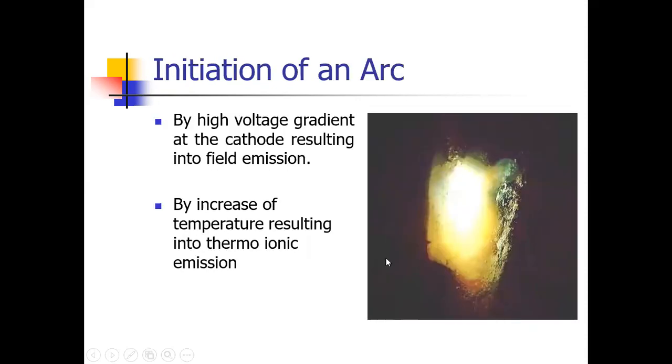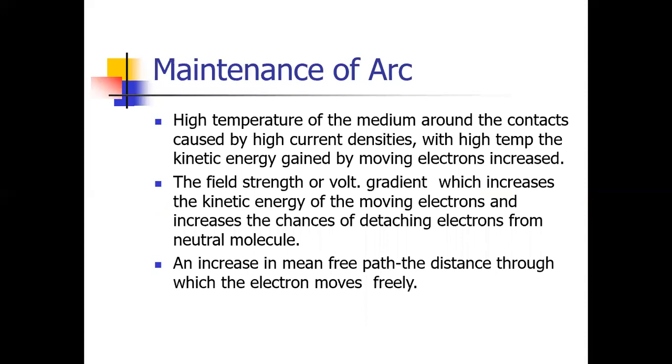The initiation of an arc is by a high voltage gradient at the cathode, resulting in field emission, and by increasing temperature, resulting in thermionic emission. The maintenance of the arc.